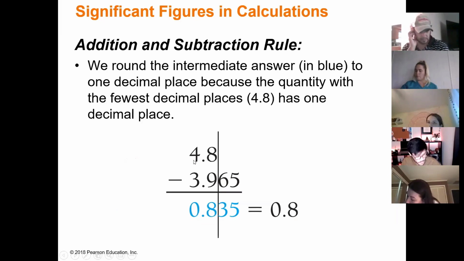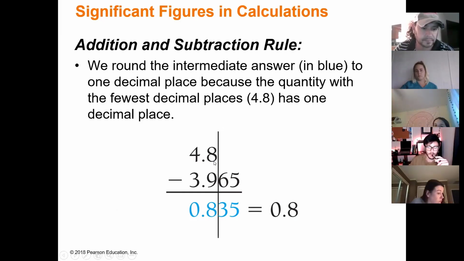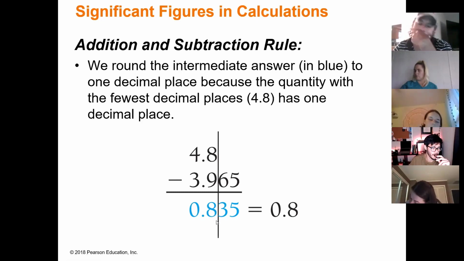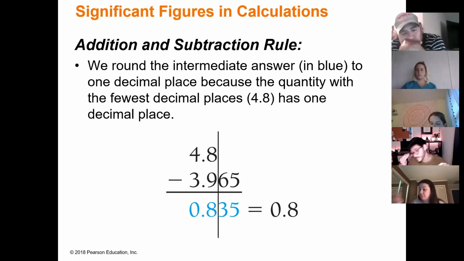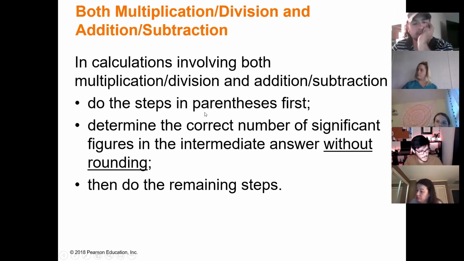Same thing with subtraction, 4.8 minus 3.965. Cut it off at the tenths place. Our resulting answer, which we had as 0.835, is now going to just be 0.8. So don't use the decimal rule for multiplication and division, and don't use sig figs for addition and subtraction. Make sure to keep those separate. If you have a problem with multiplication, division, and addition and subtraction, always do what's in parentheses first and don't round until the very end.